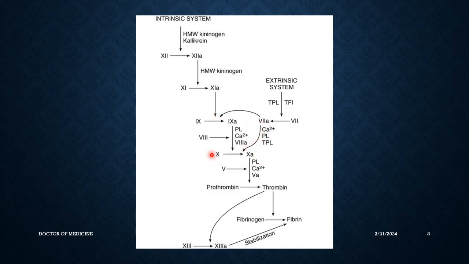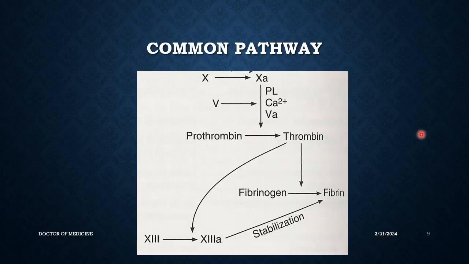Then from here onwards, from factor 10 going down, we call this the common pathway. Okay, this is the part of the coagulation cascade that is common between the two systems. So the common pathway is outlined here, still the same thing, starting from factor 10, going all the way to the formation of stabilized fibrin by factor 11.